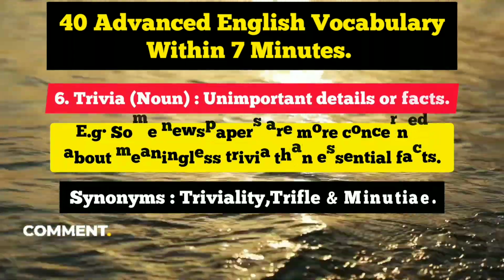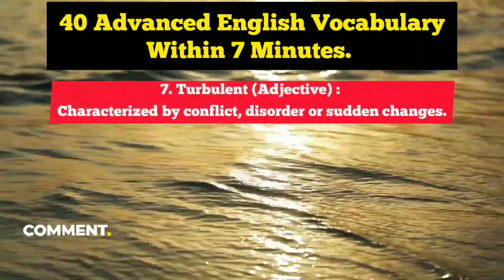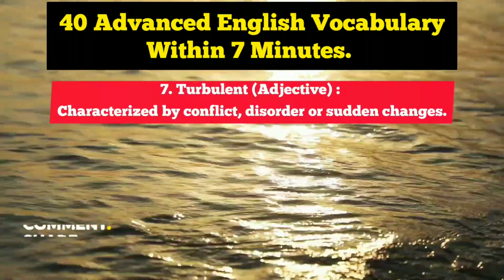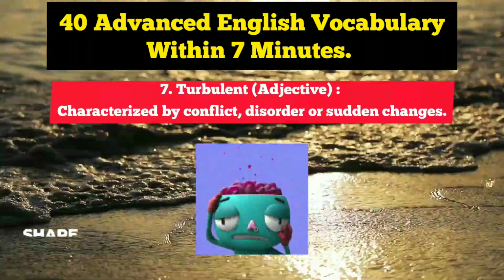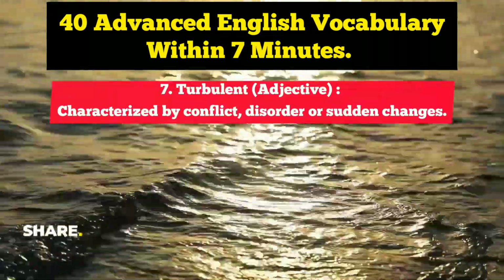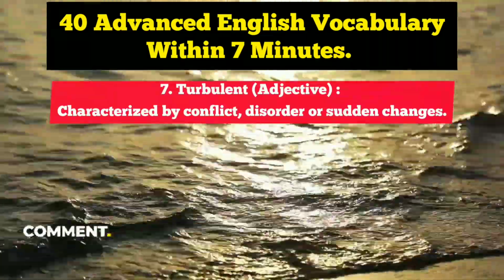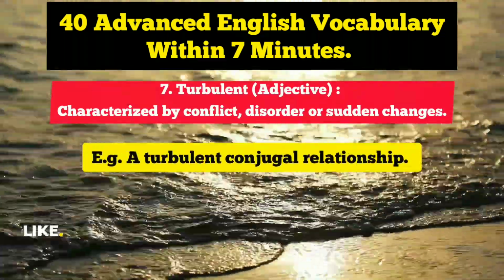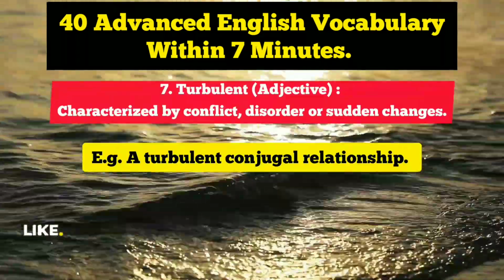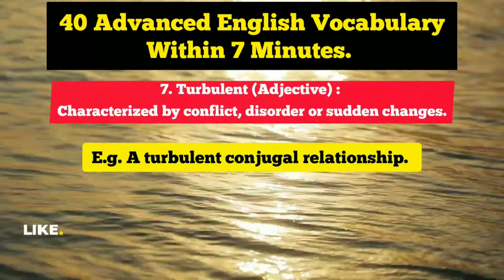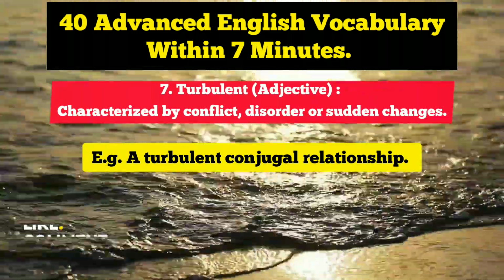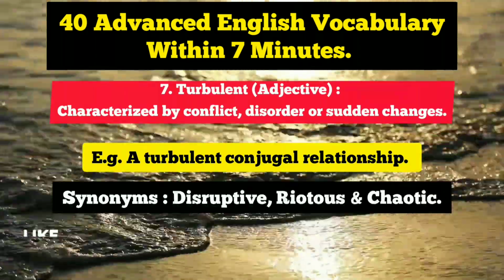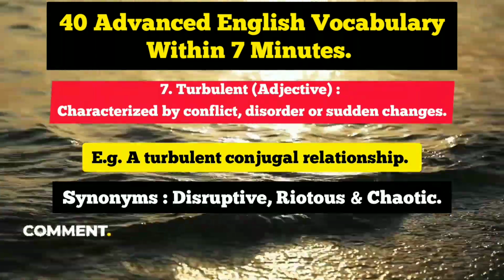So up next, let's turn our attention towards the 7th advanced English vocabulary for today, that is turbulent. Turbulent is also an adjective. It means characterized by conflict, disorder, or sudden changes. It can be a situation or it can be a condition. As you see the example, a turbulent conjugal relationship, that means a conjugal relationship that is full of conflict, disorder, or maybe some uncertainty. That's called a turbulent conjugal relationship. Here the word conjugal means matrimonial. So we have 3 synonyms. As you see, the first is disruptive, second is riotous, and the third is chaotic.